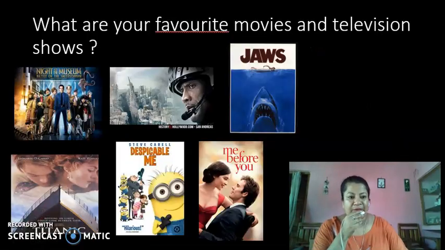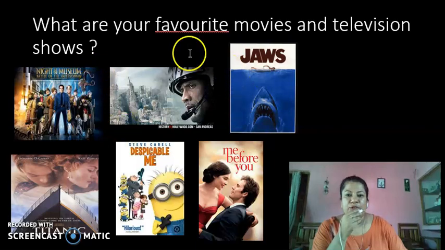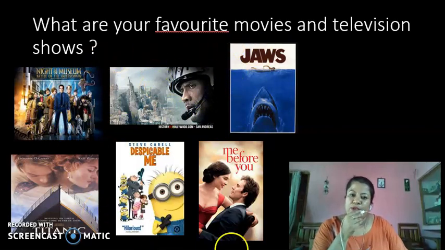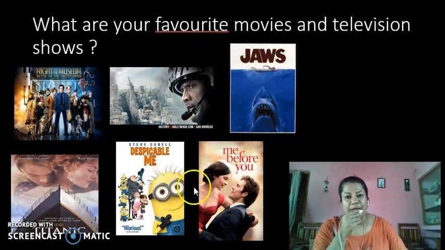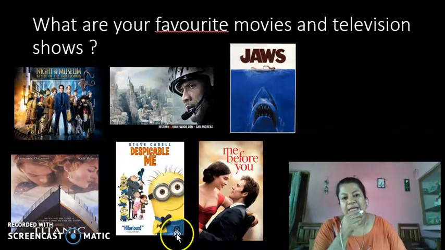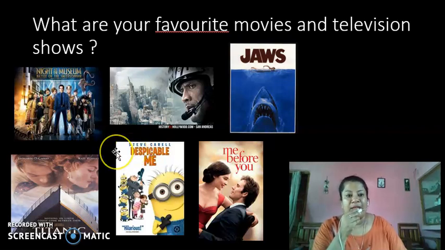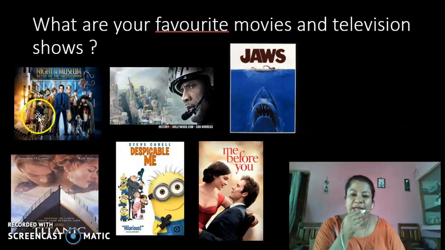Remember what I have given you as your homework. What are your favorite movies and television shows? If you do not want to mention these, you can even mention some other ones to me. There is no problem, but I want you to tell me, from these six shows, which are realistic fiction. Realistic fiction means they need to be made up, and you need to relate with them. So I'll give you an example of one.